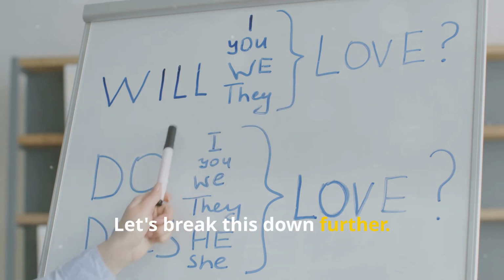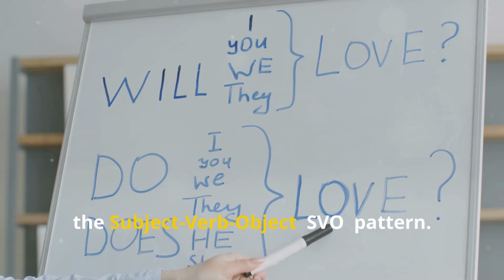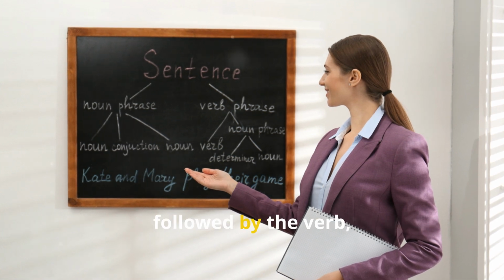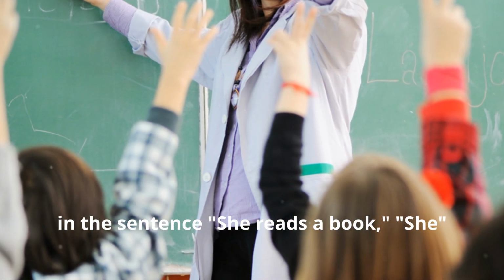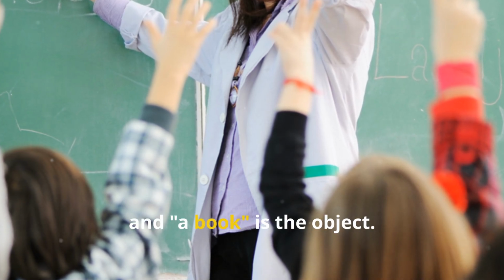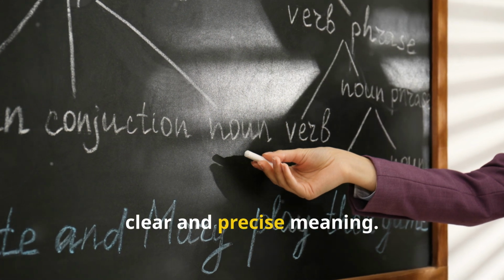Let's break this down further. In English, the typical sentence structure follows the subject-verb-object (SVO) pattern. This means that the subject comes first, followed by the verb, and then the object. For instance, in the sentence, "She reads a book," she is the subject, reads is the verb, and a book is the object. This structure is crucial for conveying clear and precise meaning.